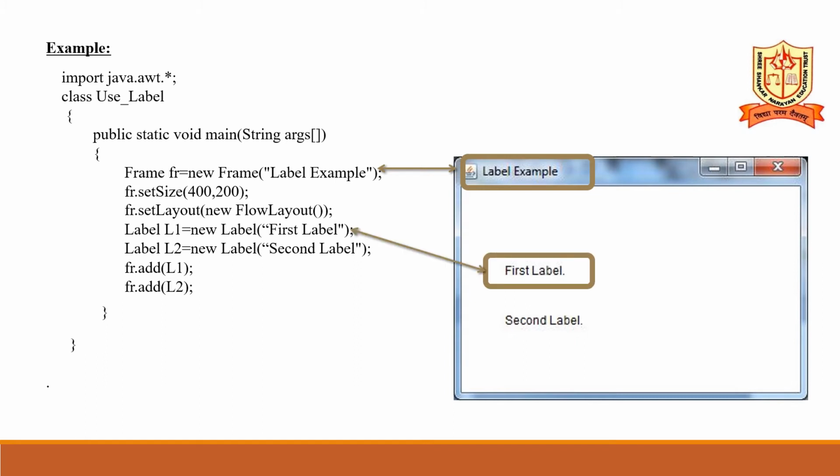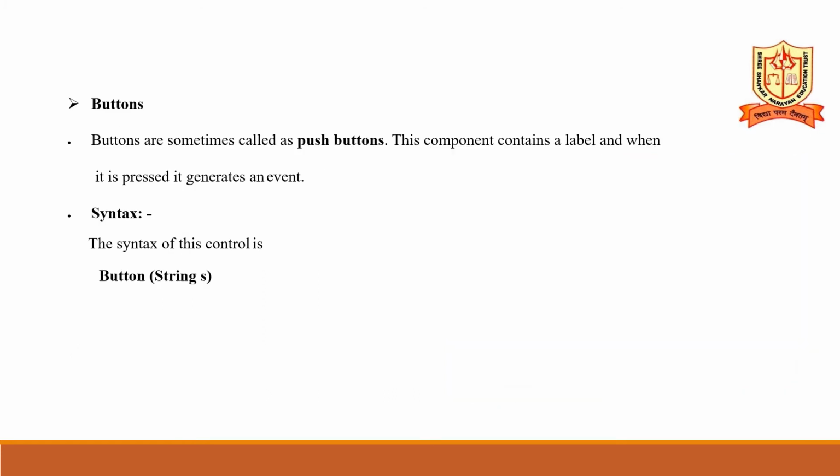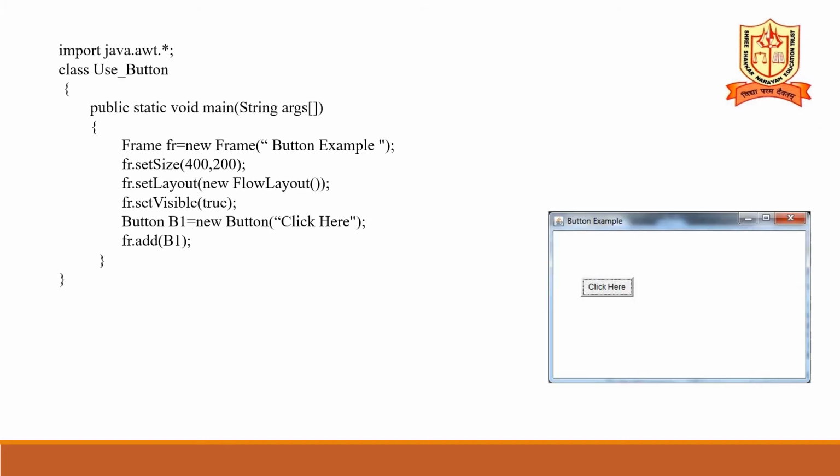See that. First layer and the second layer. Next, buttons. Second component is what? Buttons. Buttons are sometimes called the push buttons. This component contains the label, and when it is pressed, it generates the events. What is the syntax of this control? Button, and for the button, the parameter is a string S, you are supposed to pass it.